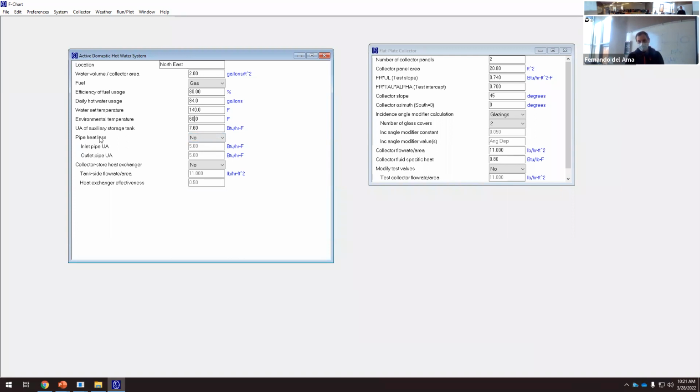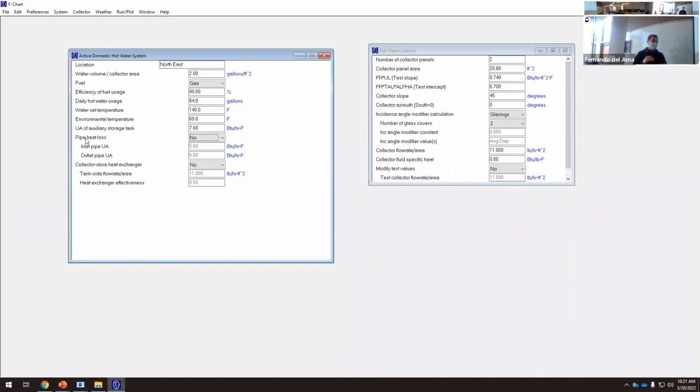Then the pipe heat loss. We can select no or yes. If we are optimistic, we can say no. What does it mean? The more pipes we have outdoors, the more heat we can lose. So that comes with the design.